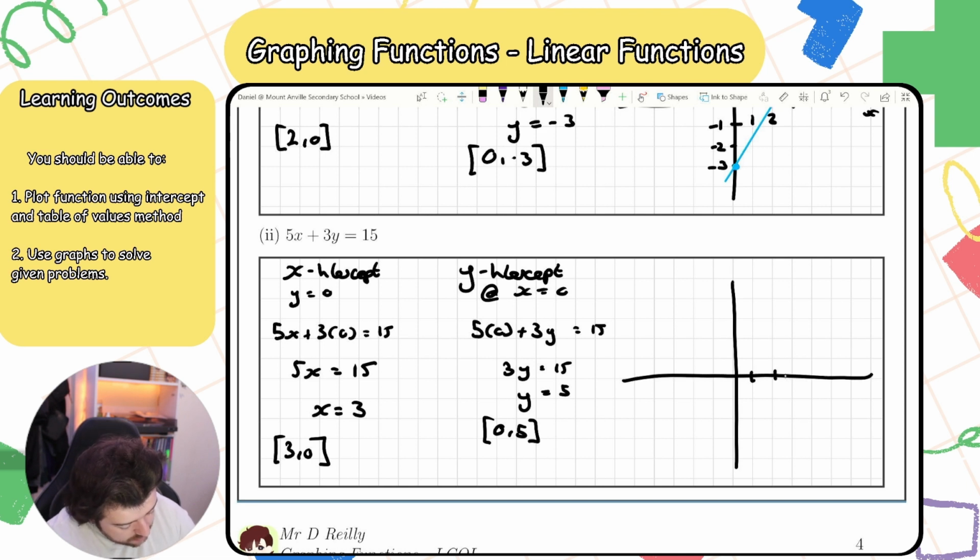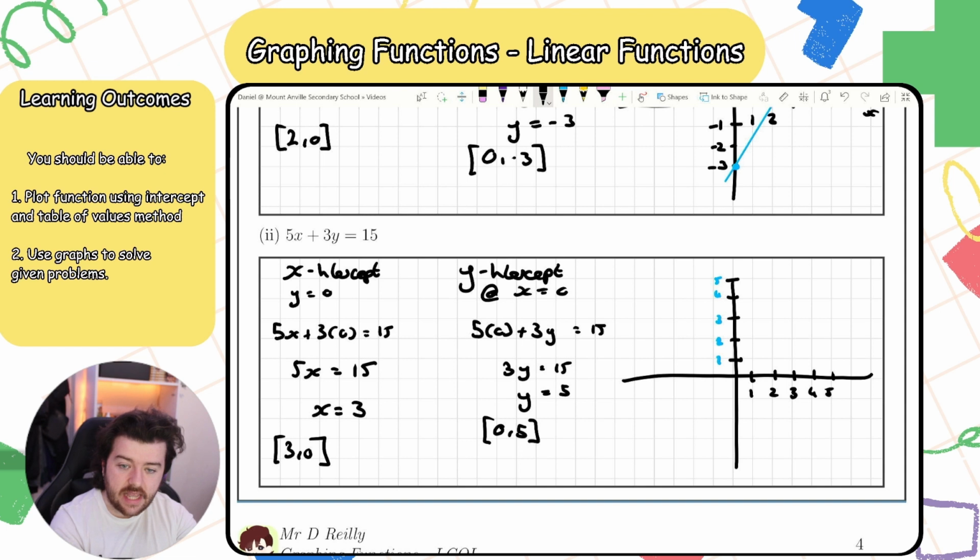So 1, 2, 3, 4. 1, 2, 3, 4, 5. Notice how I'm going up in ones. 1, 2, 3, 4, 5. That's why my scales are the same.